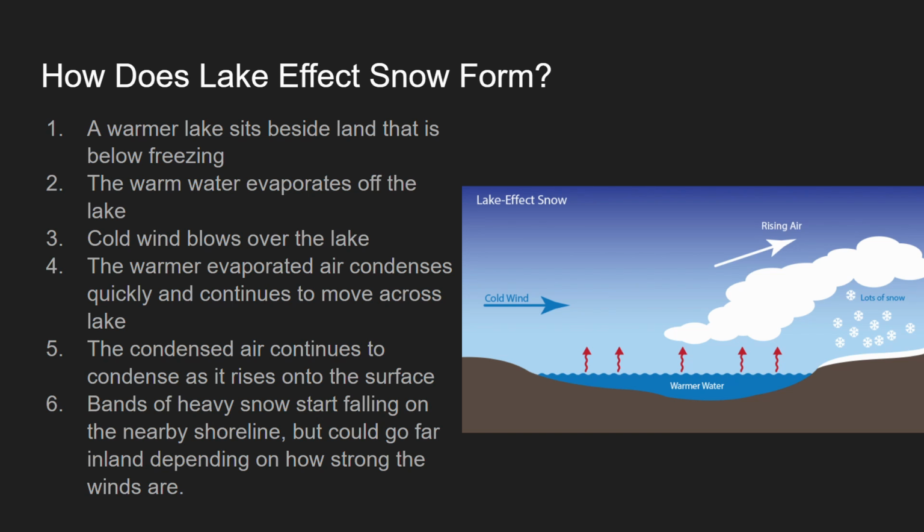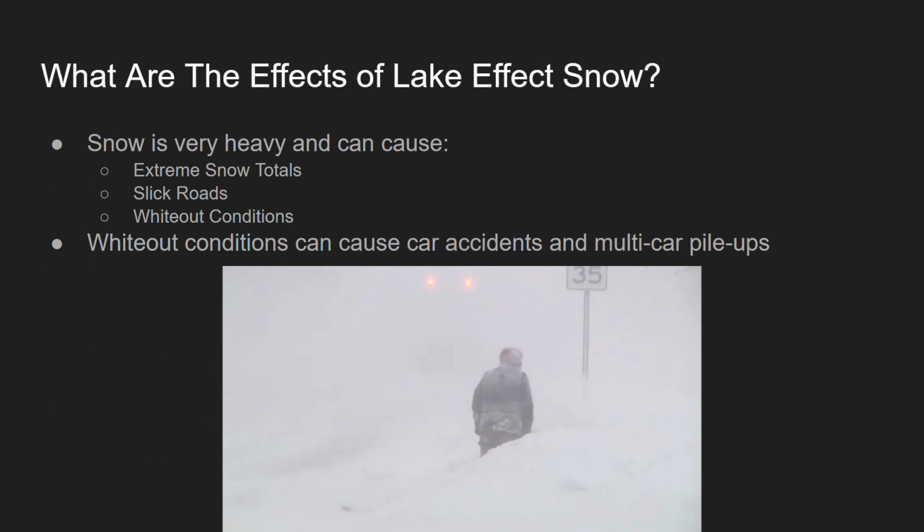Now cold wind blows over the lake, and that warmer water is evaporated in the air, condenses because of the colder air in the atmosphere, and it continues to move across the lake because of that cold wind. Now that condensed air continues to condense as it rises onto the surface, and bands of heavy snow start falling on the nearby shoreline, but could go far inland depending on how strong the cold winds are.